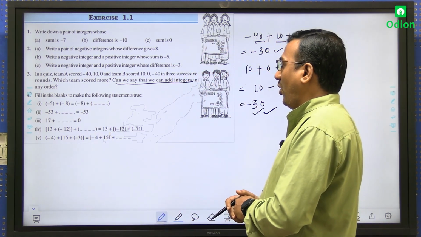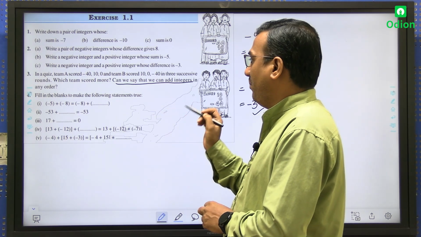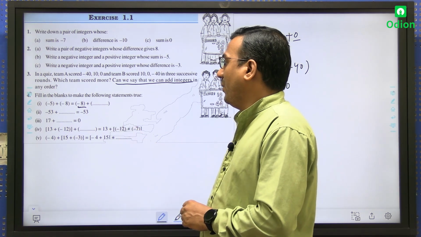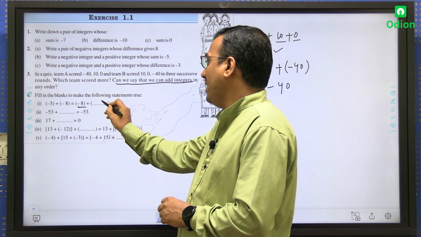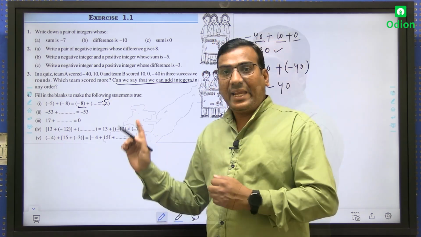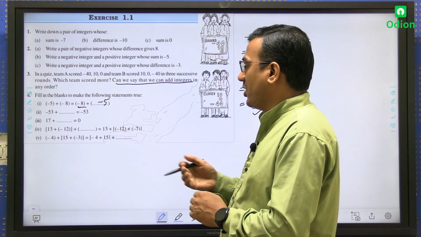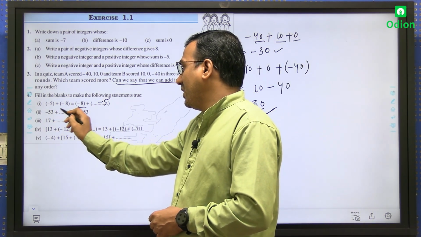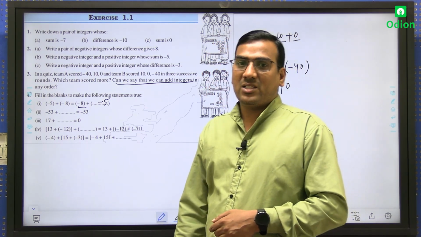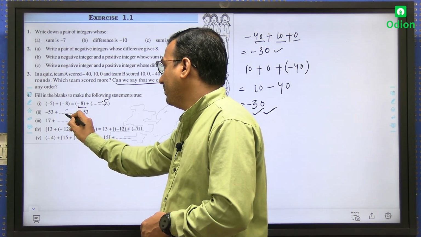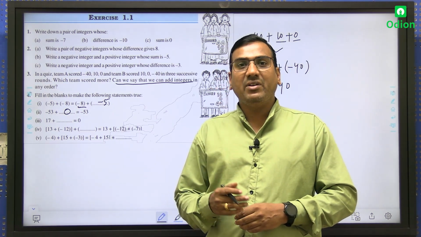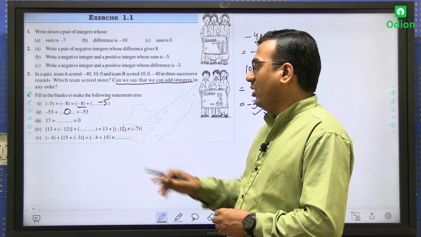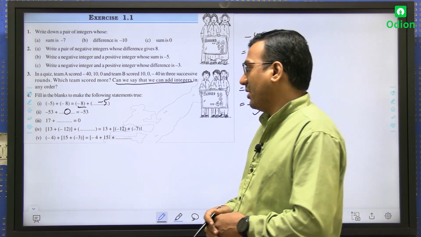Fill in the blanks to make the following statements true. Minus 5 plus minus 8. Here minus 8 is written. Then what number do we have to place over here? The answer is minus 5. This is the commutative property of addition. If we interchange the numbers, then the answer will be the same. Minus 53 plus dash is equal to minus 53. The answer is 0, additive identity. Already I have discussed it in the previous class. Any number added with 0, the result will be that number itself.